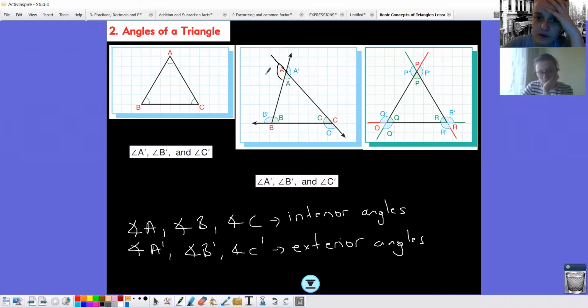this one will be A prime. If I continue this one, this side will be B prime. If I continue this side, it will be C prime. So you may have two different ways to show the exterior angles. As you see here, it is shown. I think that you have these figures in your book. So we have interior.